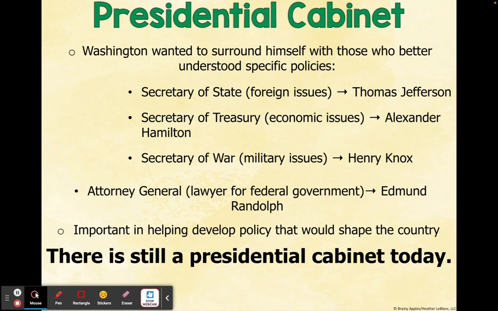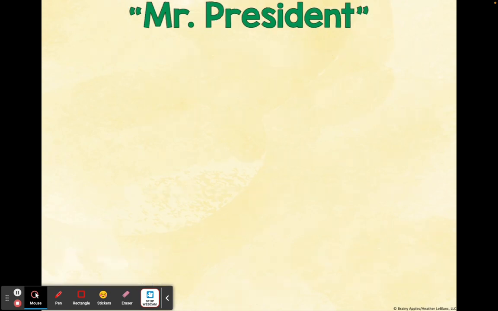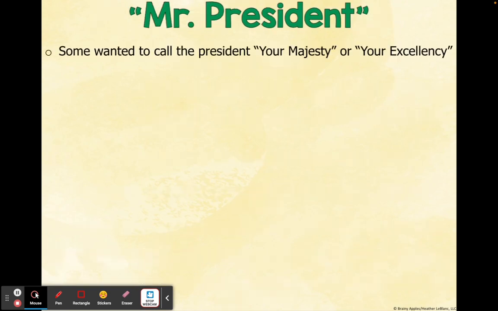There's still a cabinet today. The cabinet today has grown to almost 35 members. There's lots of different things that the president looks to for advice. The Food and Health Administration, we have somebody that looks at dealing with diseases, dealing with Homeland Security, how we keep ourselves safe here. Today's cabinet is very large and includes the vice president.